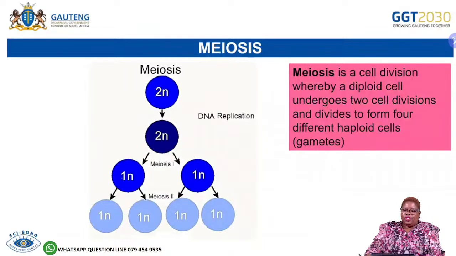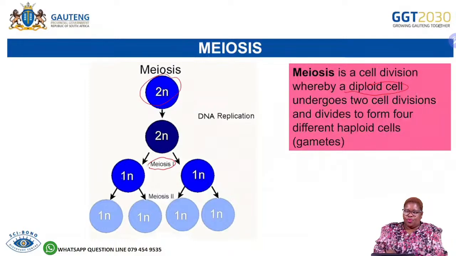Then let's compare it to meiosis. What happens during meiosis? It is a cell division whereby a diploid cell undergoes two cell divisions. Let's look at those two cell divisions: meiosis 1, then meiosis 2 here. Like I have said, these are the two cell divisions, and they divide to form 4 different haploid cells, or the gametes. Now let's look at this diagram and understand it better.